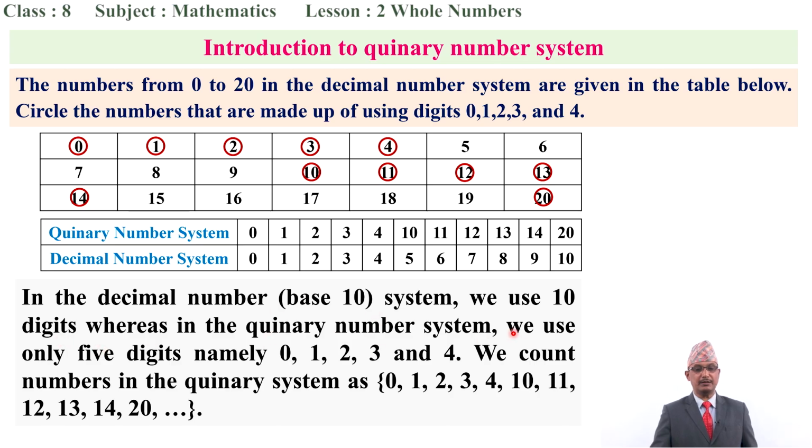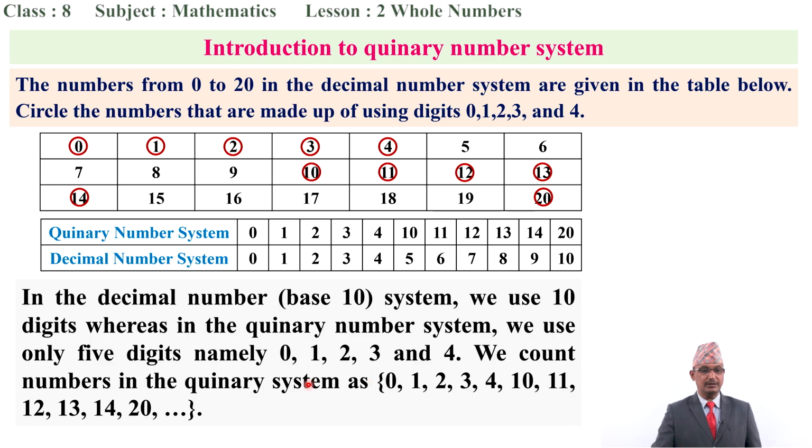Whereas in the quinary number system, we use only 5 digits. What are the 5 digits? 0, 1, 2, 3 and 4. And we studied in the earlier class that in the binary number system, we use only 2 digits. What are those 2 digits? Can you tell me? Yes, you are correct, 0 and 1.